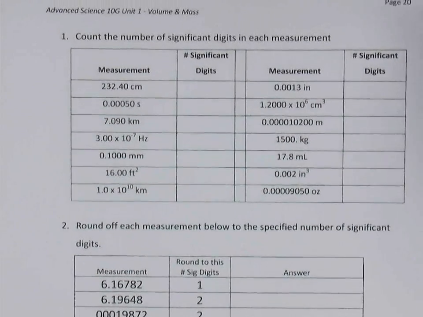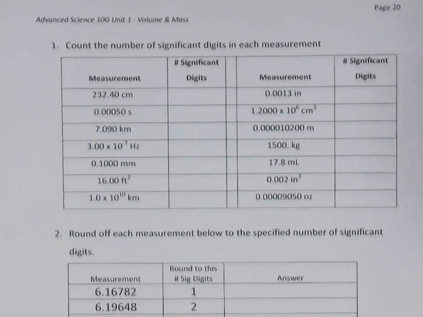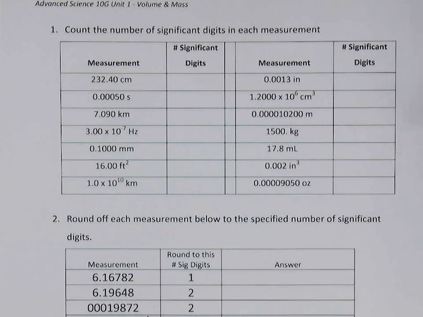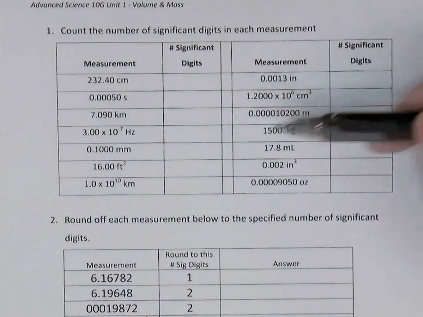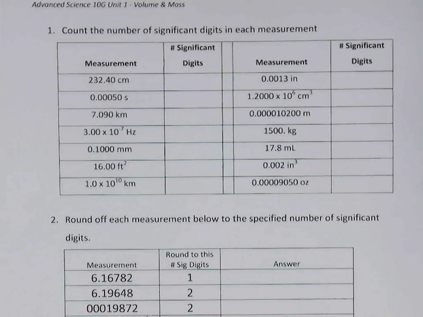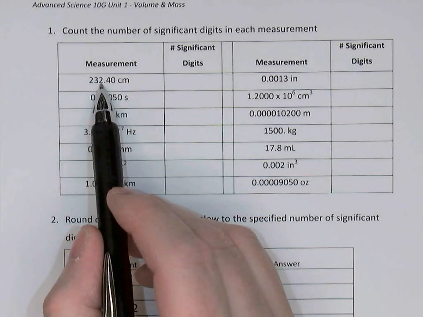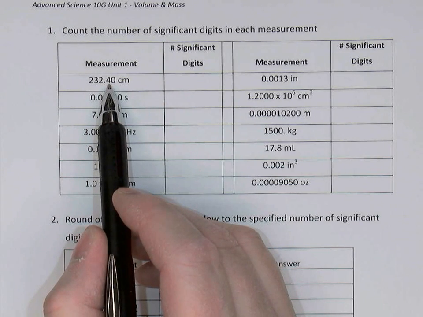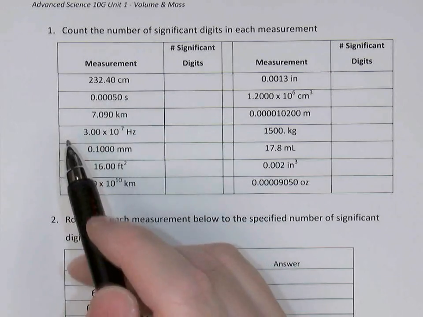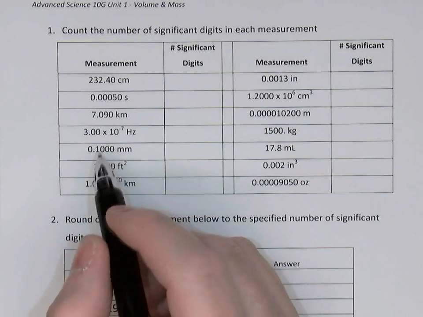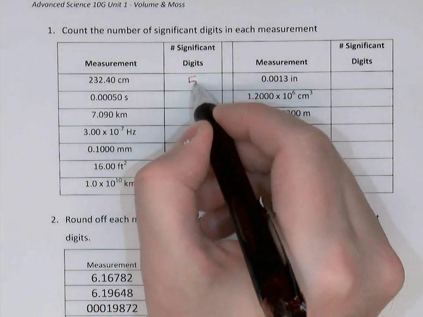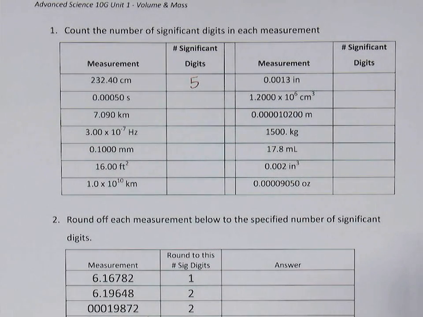Okay? Let's try some examples. You have this in your science booklet on page 20. If you've already done it, you can check some of your answers. Otherwise, let's just try a few of them together. So in this measurement here, we have 1, 2, 3, 4 digits which are definitely significant because they're non-zeros. And then the 0 at the end, because it's a trailing 0, will count. So there's going to be 5 significant digits in that measurement.